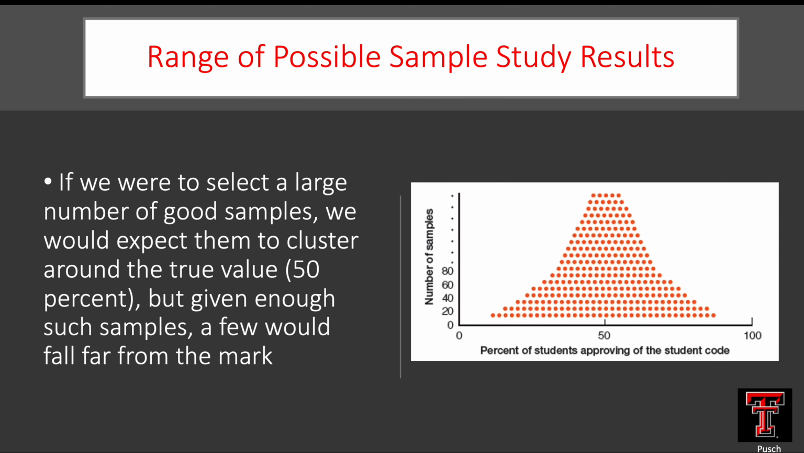Again, if we were to select a large number of good samples, we would expect them to cluster around the true value, but given such samples, a few would still fall far from the mark. So even though we pick those samples, there are still going to be a few samples out there that are off.